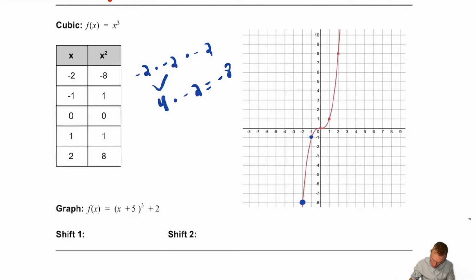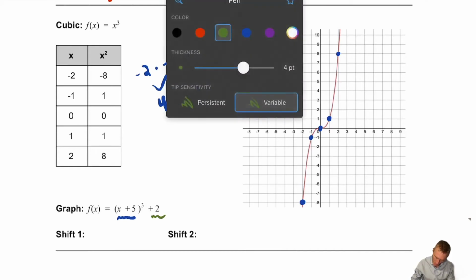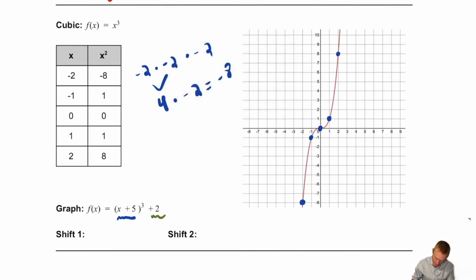Negative 1 cubed is negative 1. 0 cubed is 0. 1 times 1 times 1 is 1. 2 times 2 times 2 is positive 8. So that's your cubic function. We'll work on it, but what I want you to focus on is this plus 5 and then this plus 2. Think about what those are going to do to this function.